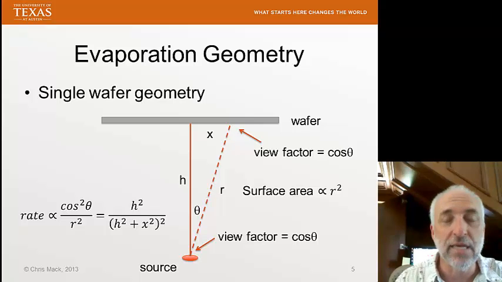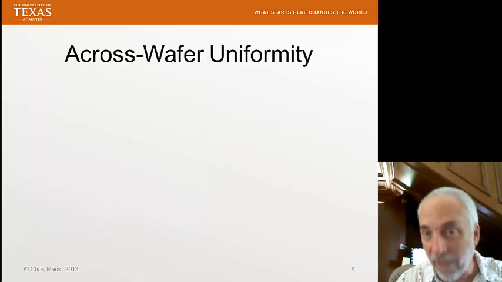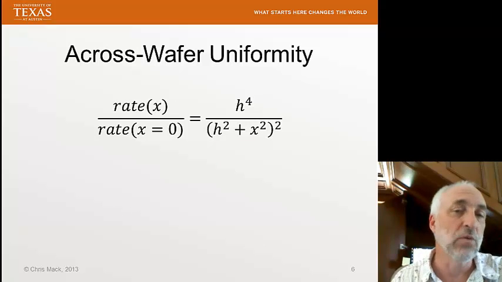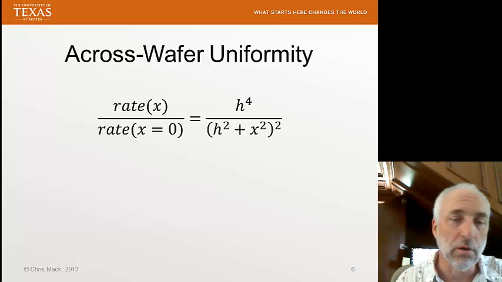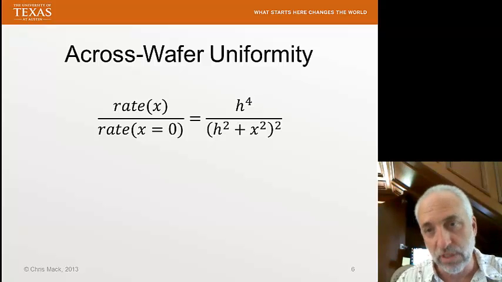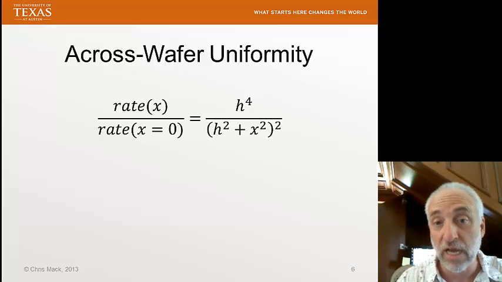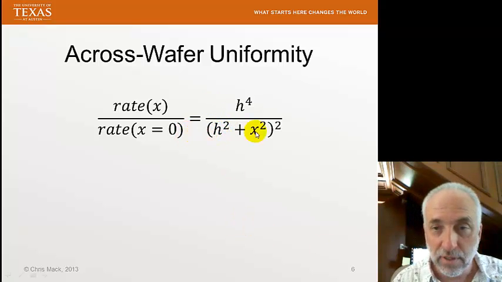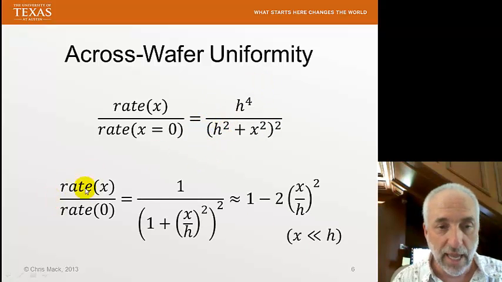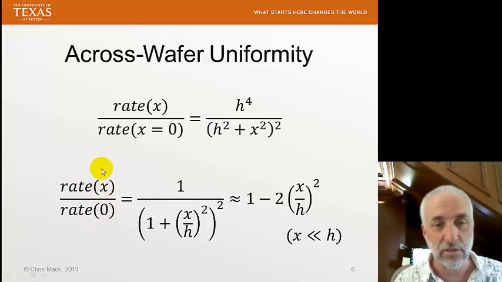We can look at this uniformity in a little bit more detail, the across wafer uniformity, by just simply asking what's the rate of deposition at a distance x divided by the rate in the center of the wafer, that is x equals 0. Well, you just take the ratio of those two terms, and here's the result you get, h to the fourth divided by h squared plus x squared quantity squared. Well, I can factor out this h squared, right? Pull this h squared out, it becomes h to the fourth, it cancels with this h to the fourth, and this ratio of rate at some radial position x, versus rate at the center of the wafer, is going to be then 1 over 1 plus x over h quantity squared, and that whole thing squared.